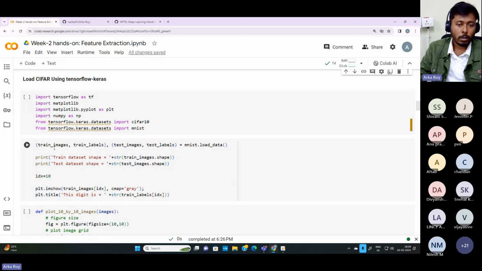Over here, I also need to know the shape of the images, as well as how many images there are. For that, I have written training dataset shape equals, and I'll be printing it. I want to know the shape, so I have written train_images.shape. Similarly, we have written the same in the case of the test images. Okay.